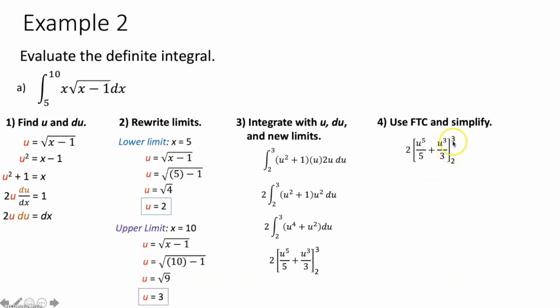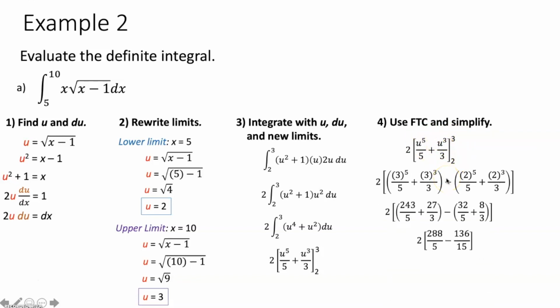Now what I do in using the fundamental theorem of calculus is I take my upper limit of integration 3, plug it in for each of the u's, then subtract when I take my lower limit of integration 2 and plug it in for each of the u's. I simplify and I end up getting, when I multiply that 2 on at the end, that the area under this function on this given interval is going to be 1,456 over 15 or 97 and 1/15.